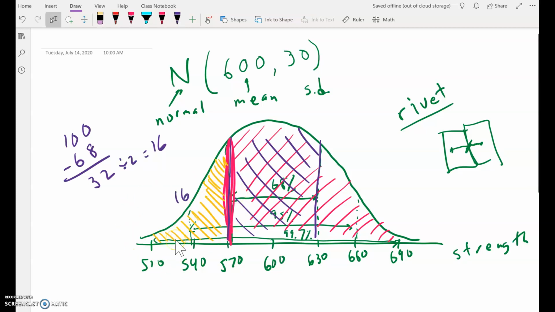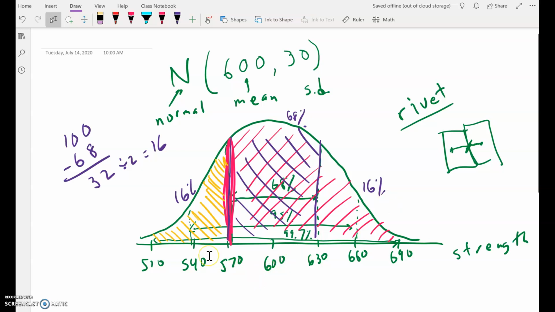Let's write 16% right there. And this area in red is 16%. And this area that I shaded in purple is 68%. And so you can see everything adds to 100. 16 plus 68 plus 16 equals 100. All right. So anyways, now we can refine our answer a little bit.